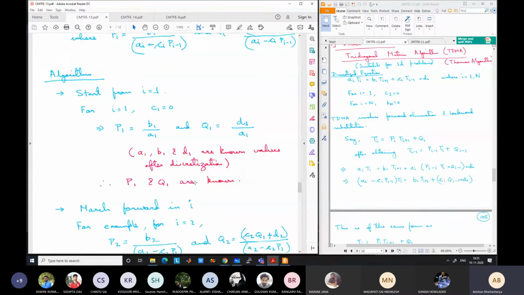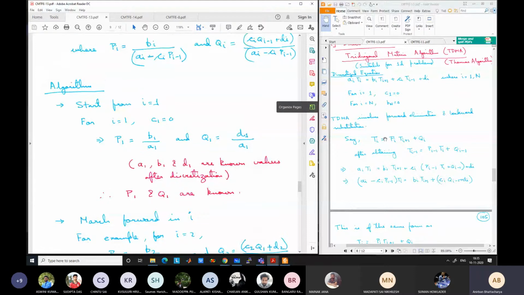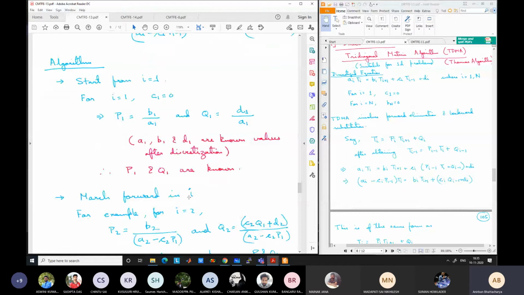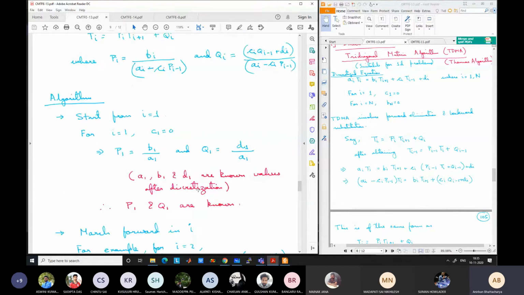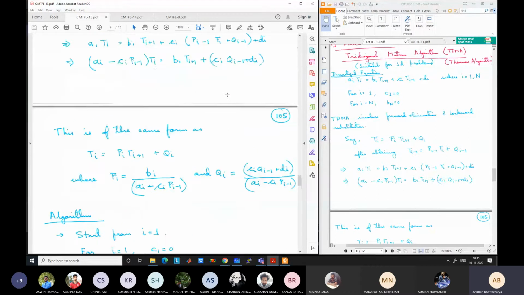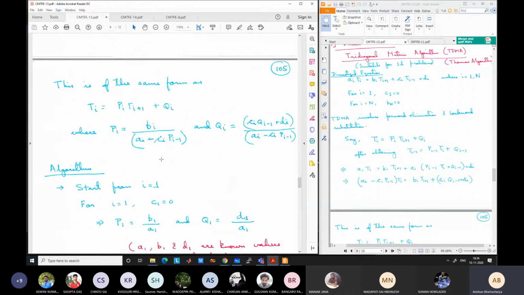So what is the next step? So i equal to 1 we have found. So we will march along the direction of i. So we will go to i equal to 2. What will be the equation for i equal to 2? We will use these marching steps. Okay, we have obtained this algorithm, right?